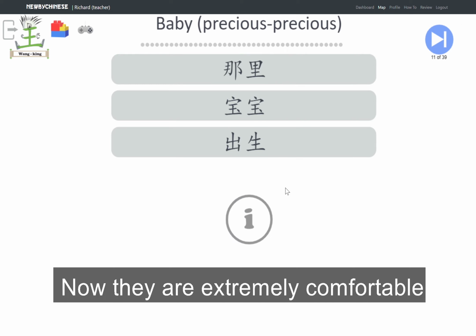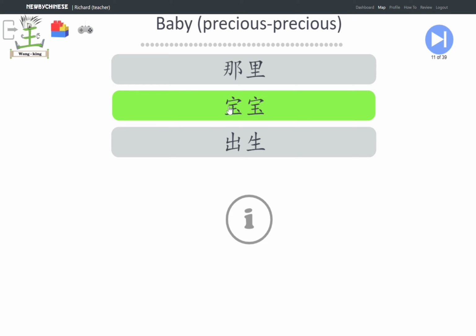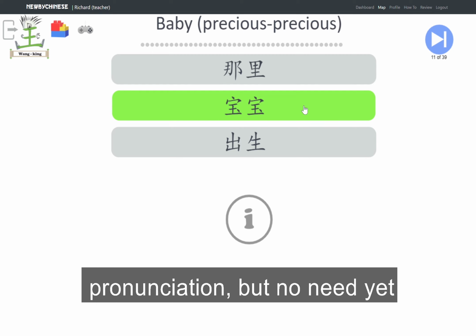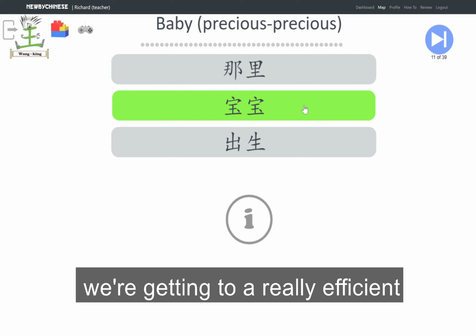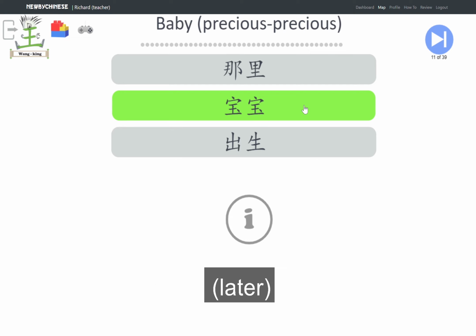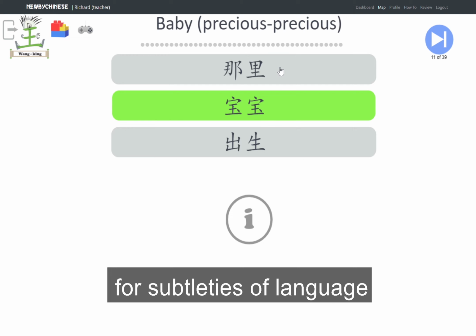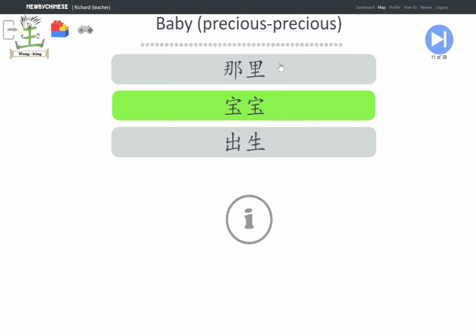Now, they're getting extremely comfortable with looking at Chinese characters. And you can use this as a discussion page where you're talking about the real world usage of like bao, bao, bao. Okay? You can introduce the Chinese pronunciation if you wish, but there's no need yet because we're getting towards a really efficient way to introduce the pronunciation of them. However, this is all about real-world context and the subtleties of the language, and this is where your native appreciation of the language itself, your native knowledge of the language itself will come in very handy.